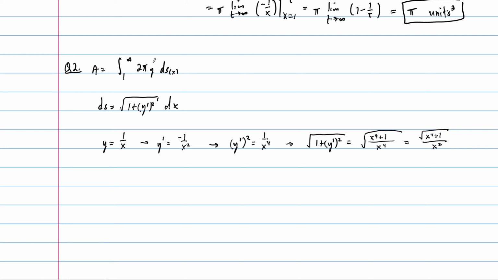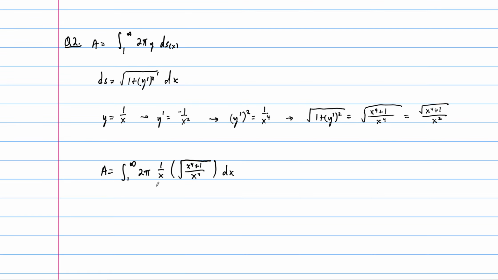We know the formula for y. So our area here is going to be the integral from 1 to infinity of 2 pi times 1 over x times, I'm going to write this way, square root of x to the 4th plus 1 over x to the 4th times dx. All right, and this is an improper integral, and the question is, does this thing converge? Number one question. And then obviously, if it does converge, it would be nice to know what it converges to.